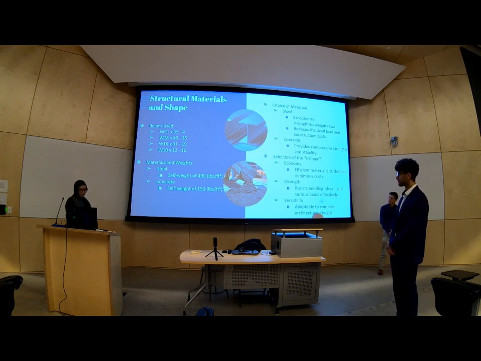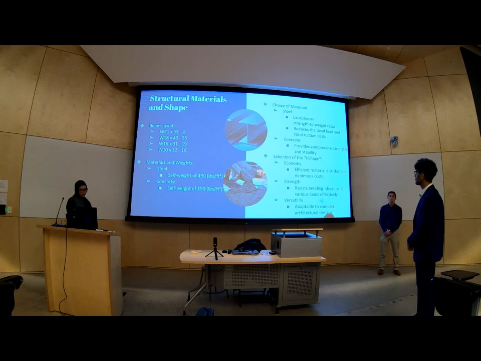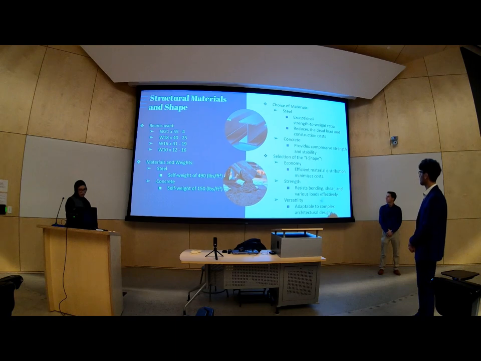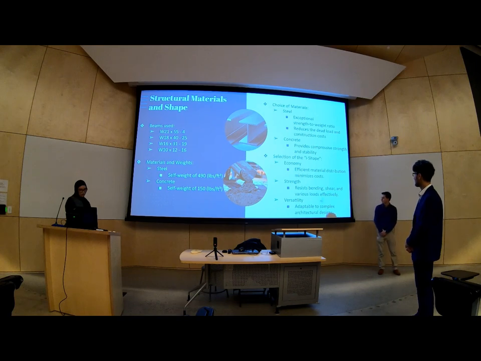Here are the basic materials we use, which are steel and concrete, and their self-weights are 490 pounds per cubic foot and 150 pounds per cubic foot. We chose steel because of its exceptional strength to weight ratio, and it reduces the dead load and construction costs. So we didn't use steel for most of it, obviously. It took about 15 to 20% of our material costs. And concrete provides compressive strength and stability. We chose the I shape because of its efficient material distribution, and it minimizes costs. Its resistance to bending, shear, and various loads is effective, and it's adaptable to complex architectural designs.